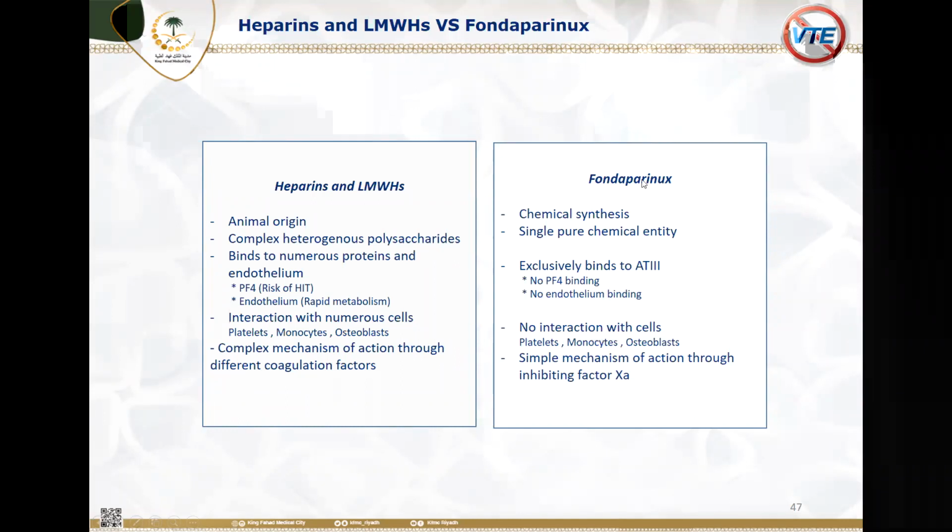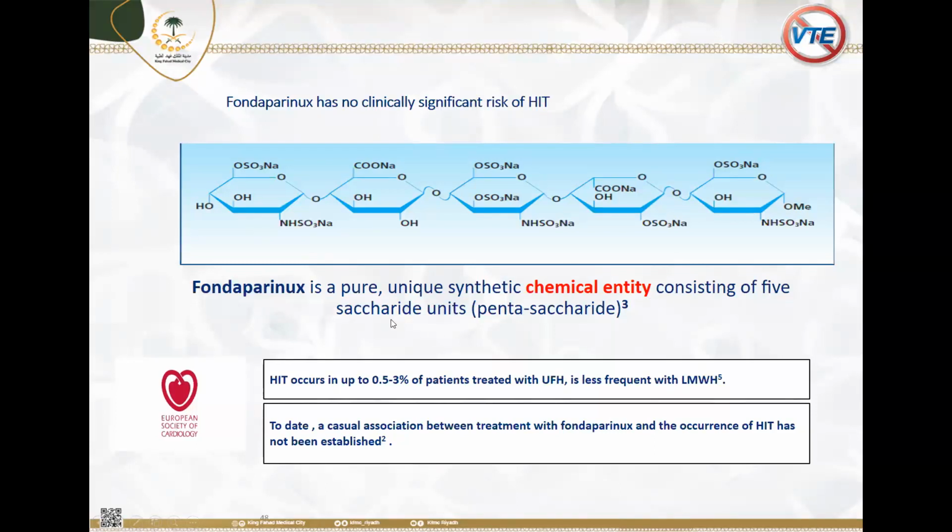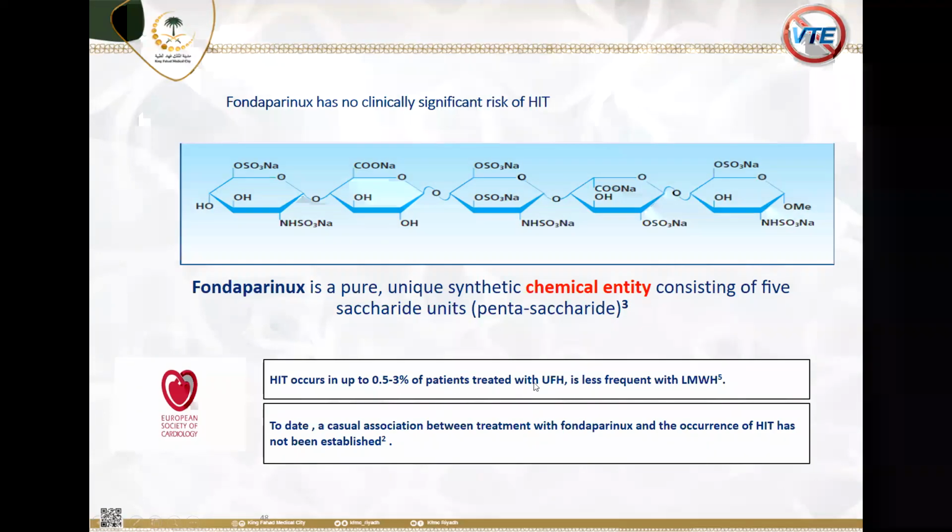Very important also, no interaction of fondaparinux with cells like osteoblast, so it does not cause osteoporosis, but unfractionated heparin and low molecular weight heparin can cause osteoporosis. Also it does not bind monocytes and platelets, because binding monocytes and platelets triggers heparin-induced thrombocytopenia or pro-inflammatory cytokines, etc. Then this is a simple mechanism of action through inhibiting factor 10, indirectly through antithrombin. Here with heparin there's a complex mechanism of action through different coagulation factors. So fondaparinux has no clinically significant risk of HIT. It is a pure, unique synthetic chemical entity consisting of 5 sugars, a pentasaccharide, and HIT occurs in about 0.5 to 3 percent of patients treated with unfractionated heparin, and less frequently with low molecular weight heparin, about 10 times less than unfractionated. And to date, a causal association between treatment with fondaparinux and occurrence of HIT has not been established.